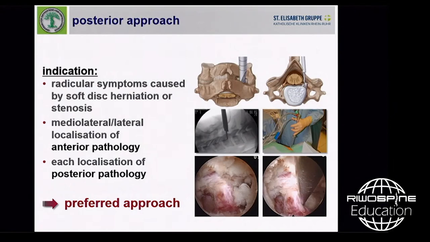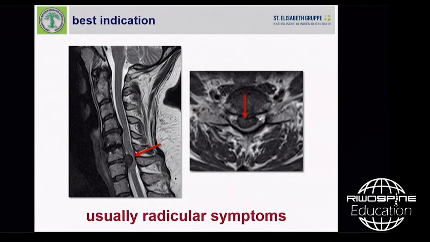So the indications are radicular symptoms caused by soft disc herniations or stenosis, localized medial lateral, all kinds of anterior pathology, or each localization of posterior pathology. And for us, this is clearly our preferred approach to the cervical spine.